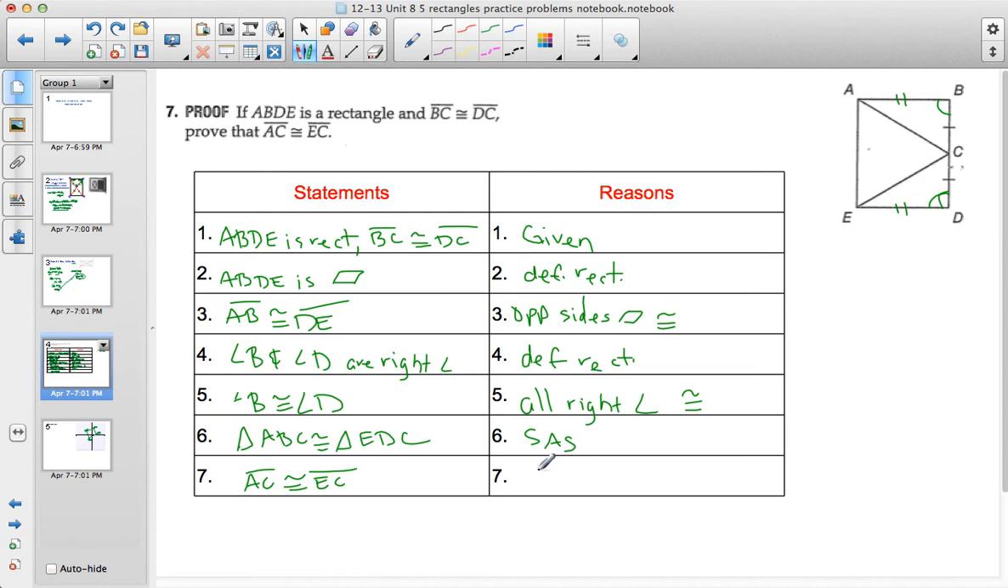Okay? All right. On-level students, you can go ahead and stop now. Honors, you will probably want to stay and watch as I go through number 8.